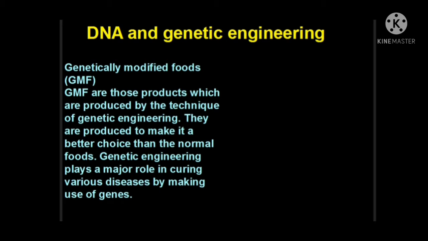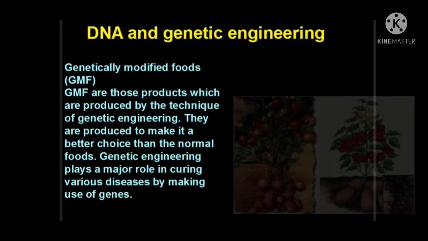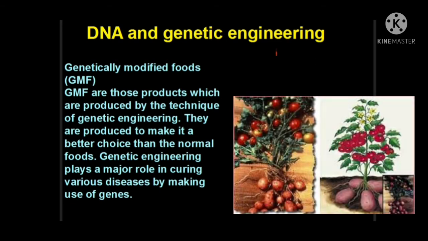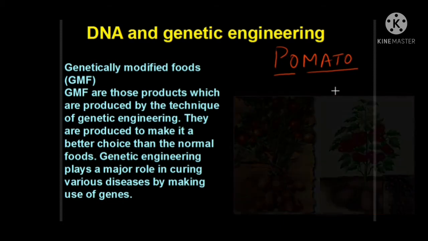make an organism disease-free. In this diagram, we are able to see a tomato, which is a combination of potato and tomato. With the help of genetic engineering, it was made possible that potato and tomato were able to grow simultaneously.